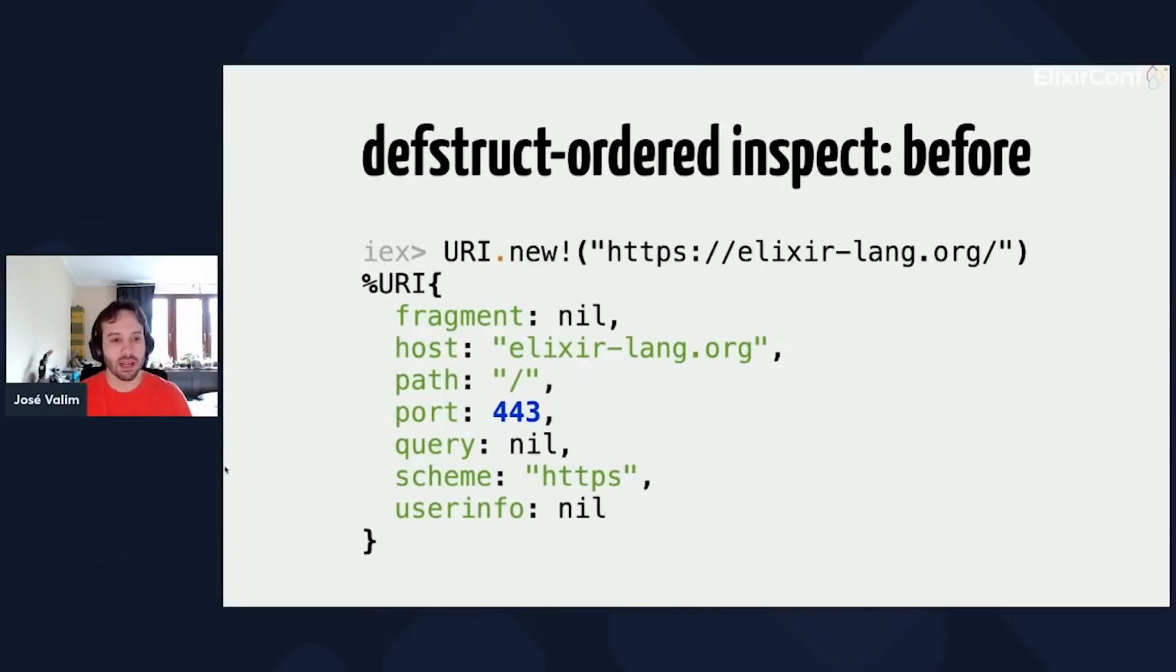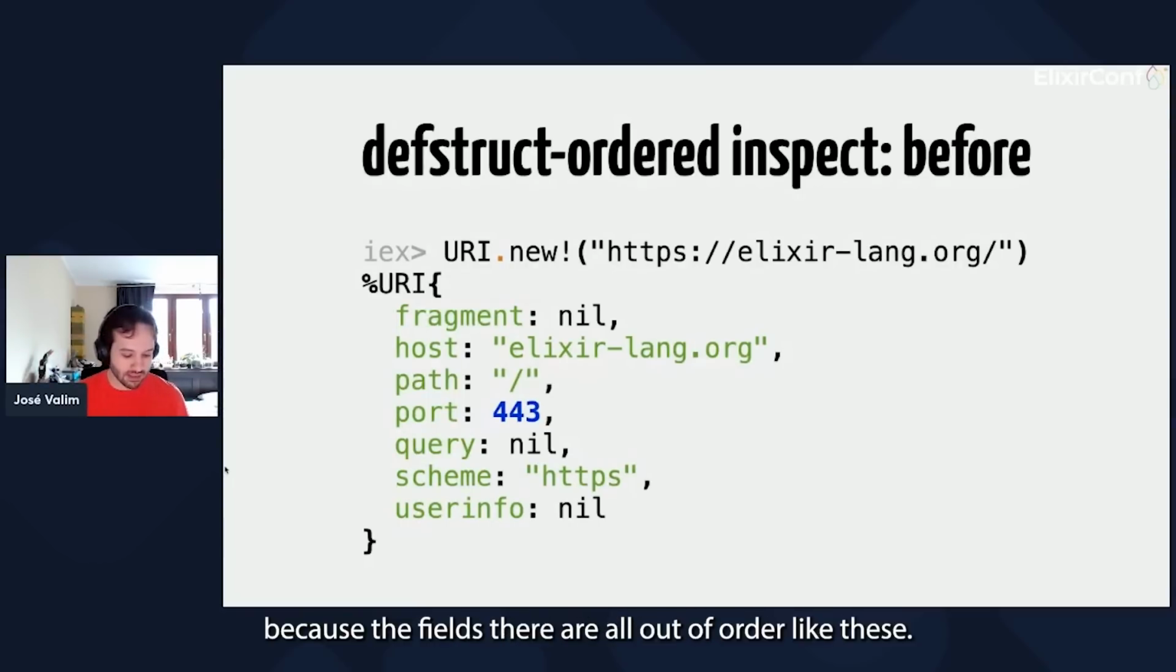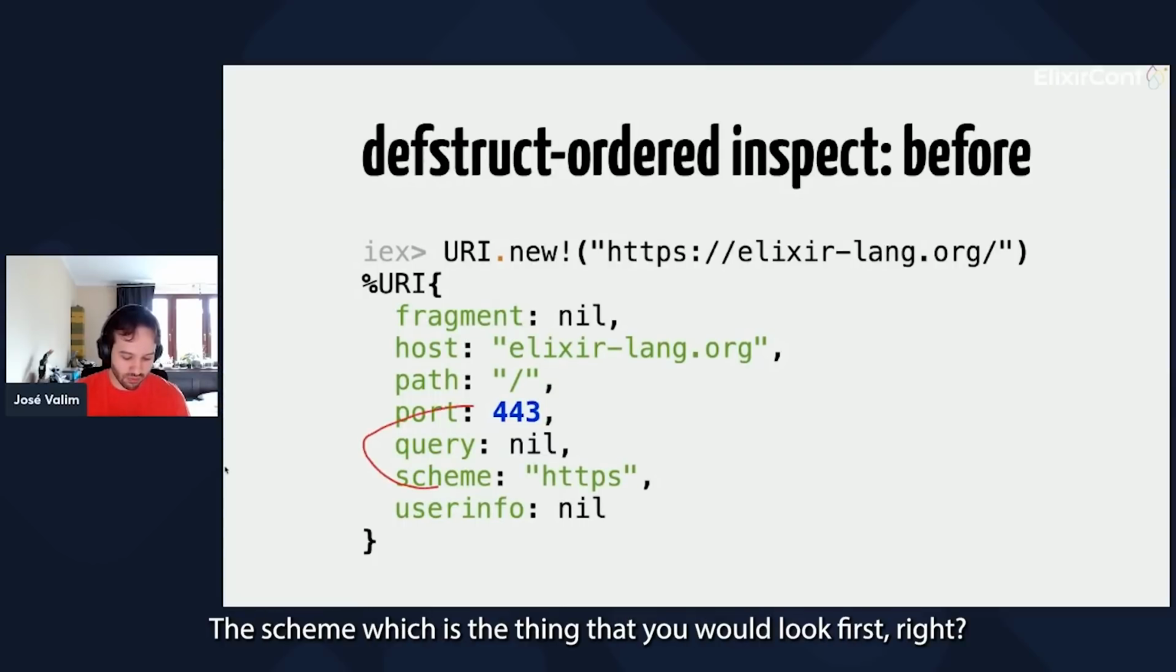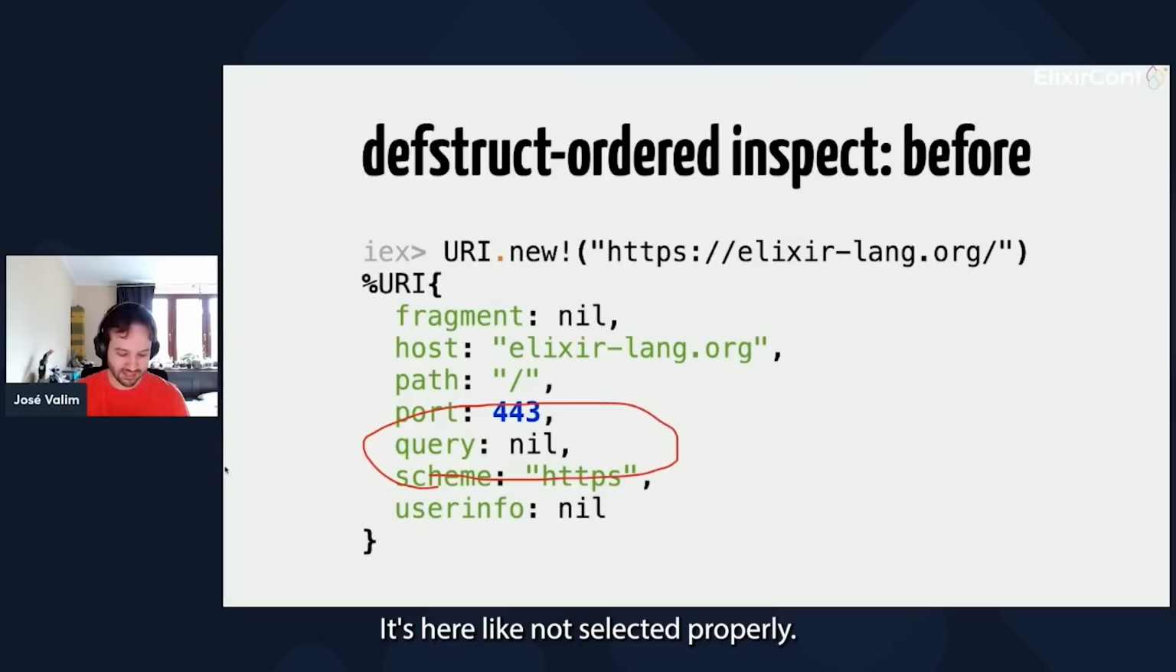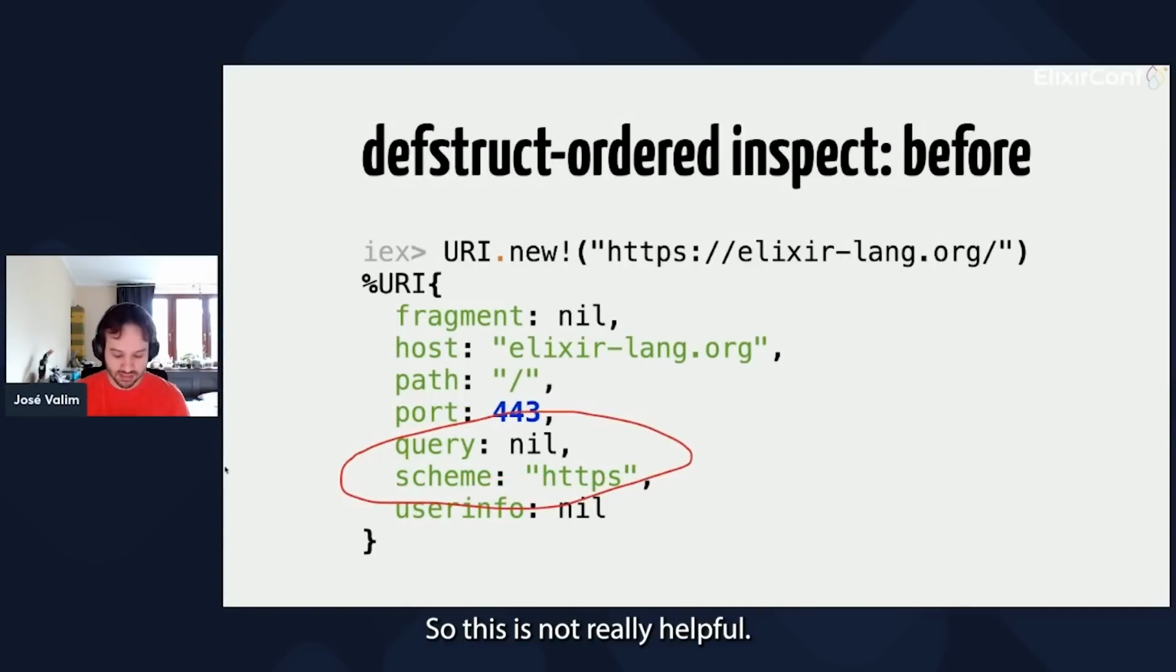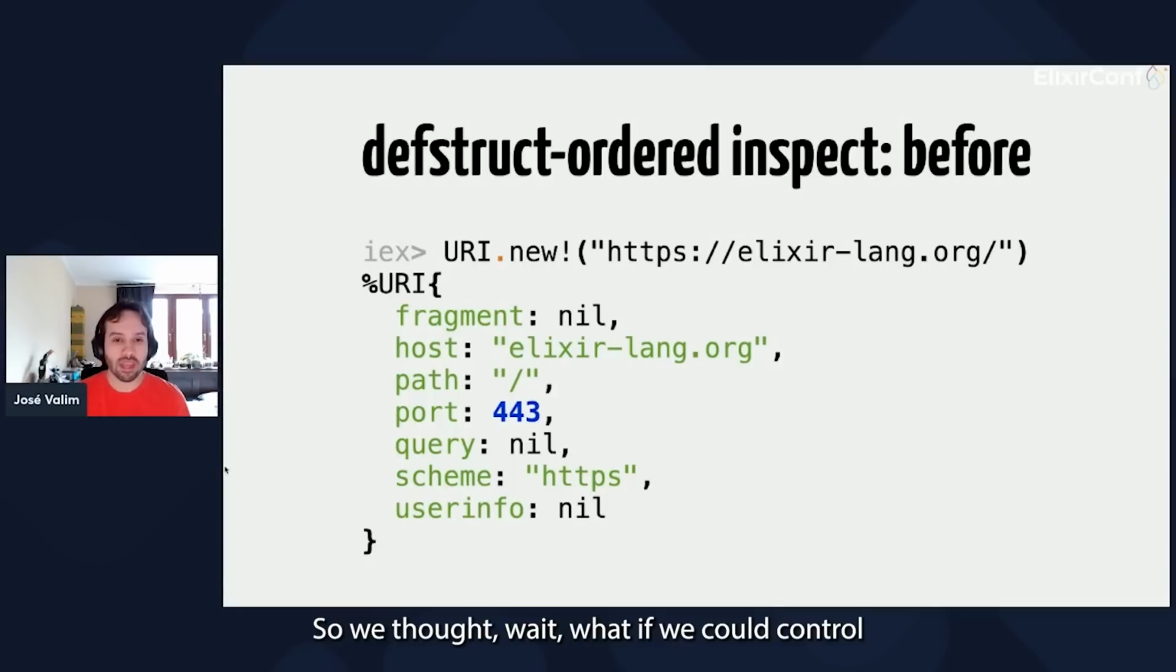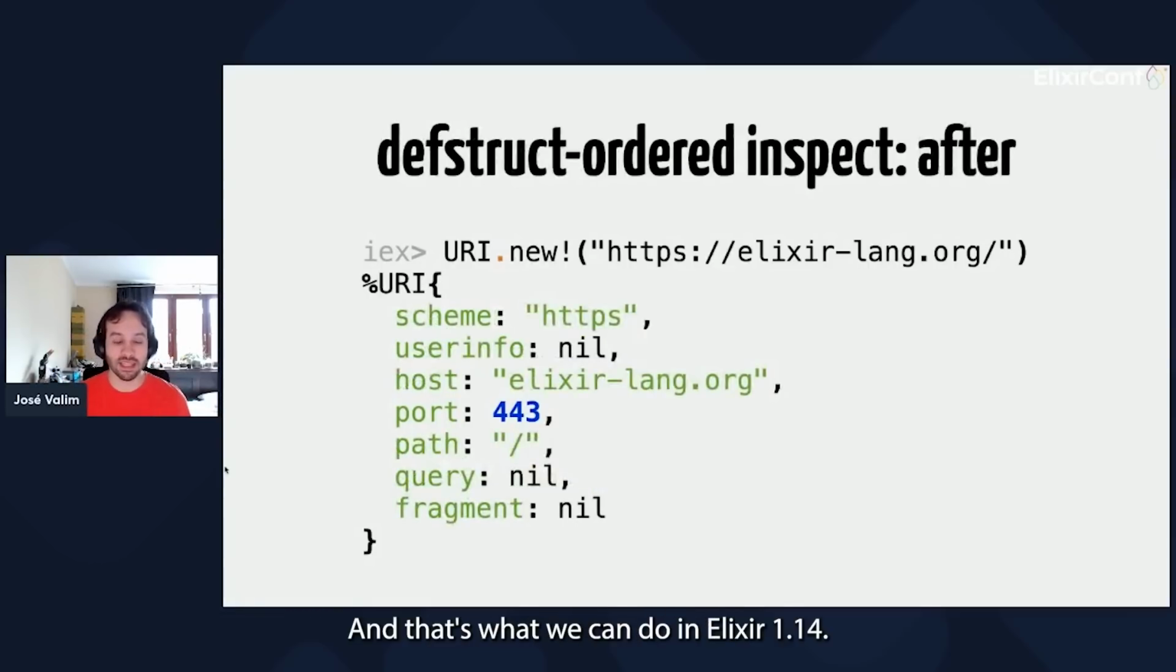Those fields are public. But then we were looking at this representation, and this is not really a good representation, right? Because it's hard for you to look at this representation and build the URI back, because the fields are all out of order. Like the scheme, which is the thing that you would look at first, is right here at the bottom. So this is not really helpful. So we thought, wait, what if we could control the order of the fields that we are going to print when we inspect them? And that's what we can do in Elixir 1.14.